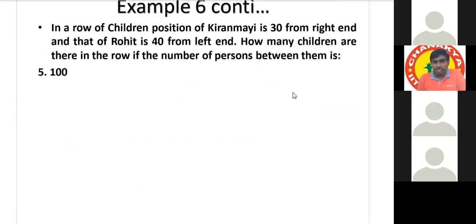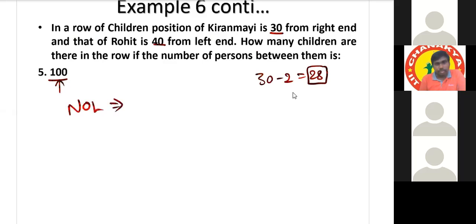In this case, one possibility or two? Only one, because the least number 30 minus 2 is 28. We can accommodate only 28, but he is asking to accommodate 100 members, which is not possible in the overlap case. So only non-overlap. Left position is 40, right position is 30, plus 100 is 170. There are 170 members in total in the row.